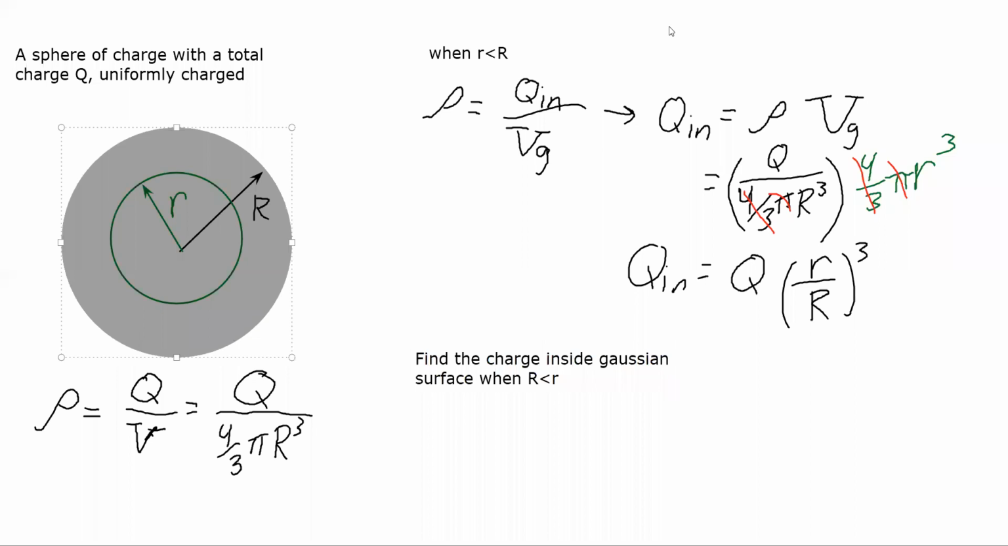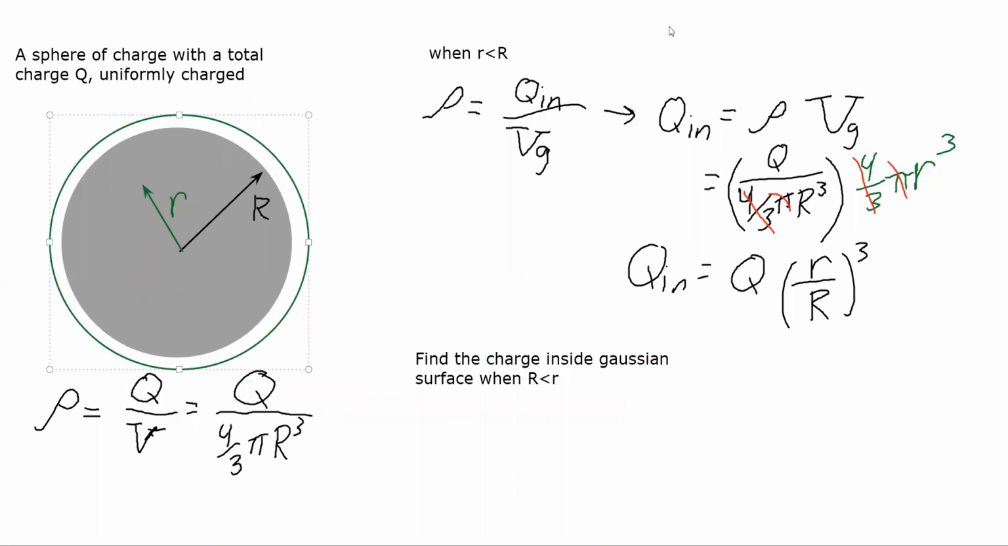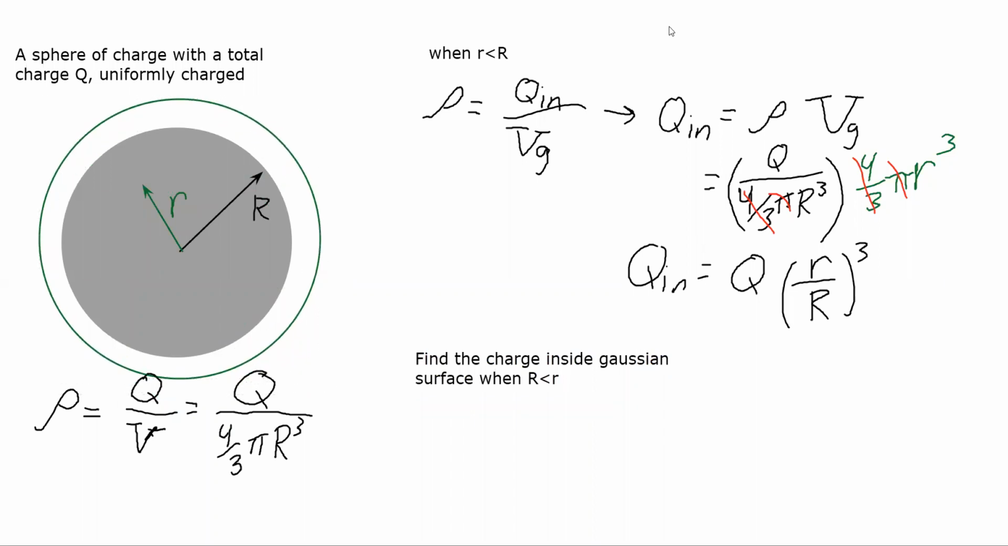All right, get a little bit bigger. Okay, so now there's my sphere. That means my radius is now something like this. So now my Gaussian surface is larger. Now the reason why I would want to do that is because I would eventually use this to find the electric field outside the sphere. So I'm just kind of moving ahead of what we're going to be doing in the next video.